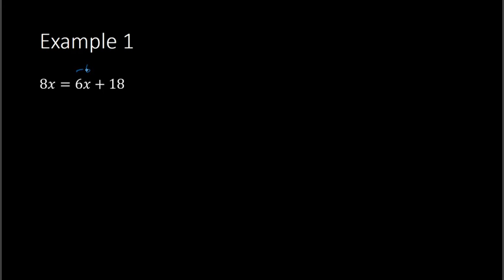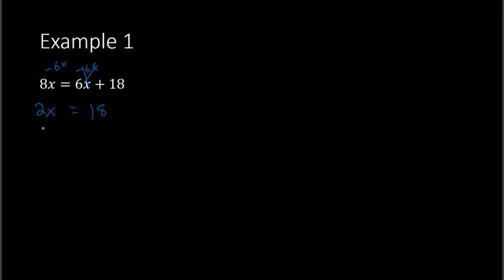If I subtract 6x, I have 6x minus 6x, which would give me 0. That would cancel out. But I can't do that unless I do the same thing on the left side. So if I subtract 6x on the left side, now the equation is balanced. So what I'm doing is I am subtracting 6x on both sides. When I do that, on the left side I have 2x, and then on the right side I'm left with 18.